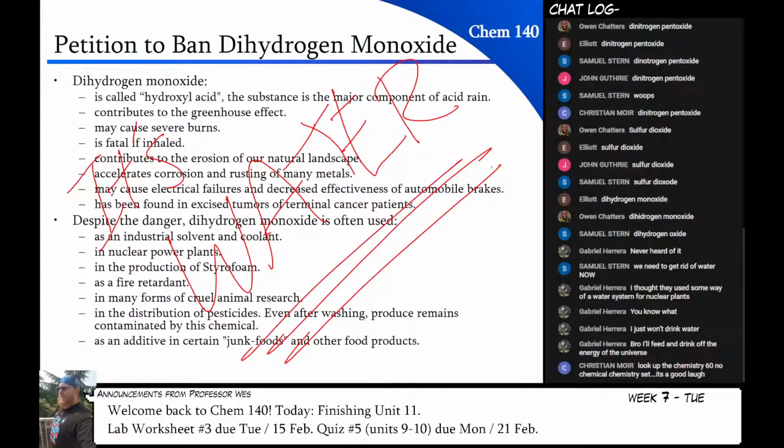Now, as another joke, the petition to ban dihydrogen monoxide was actually brought up in two separate places. One of these was Australia. The other was Florida. I'm going to let you guess which one is which.